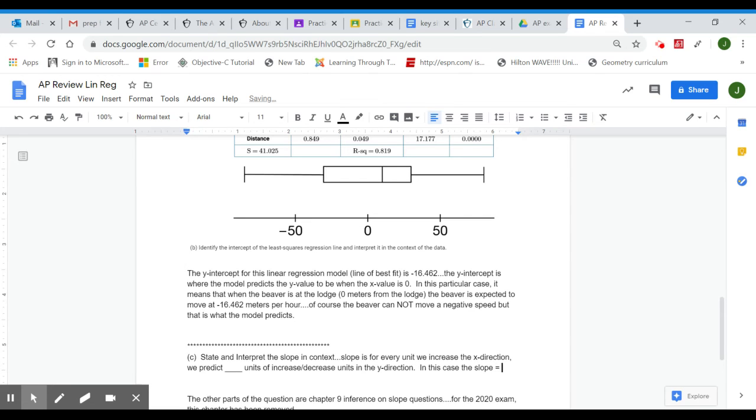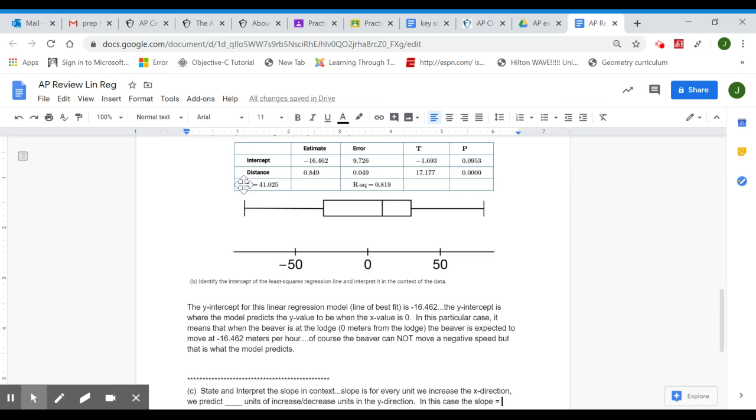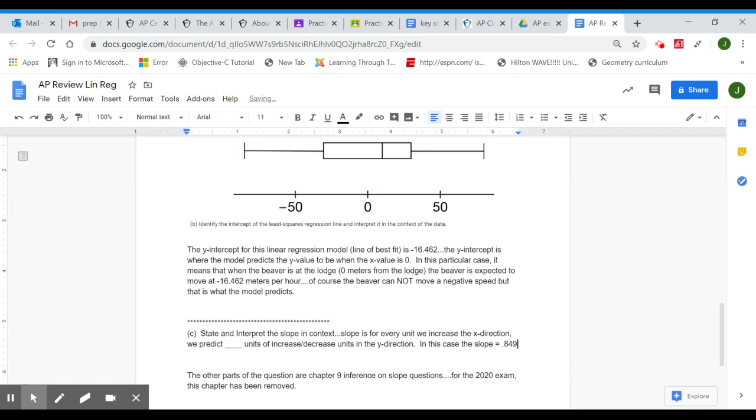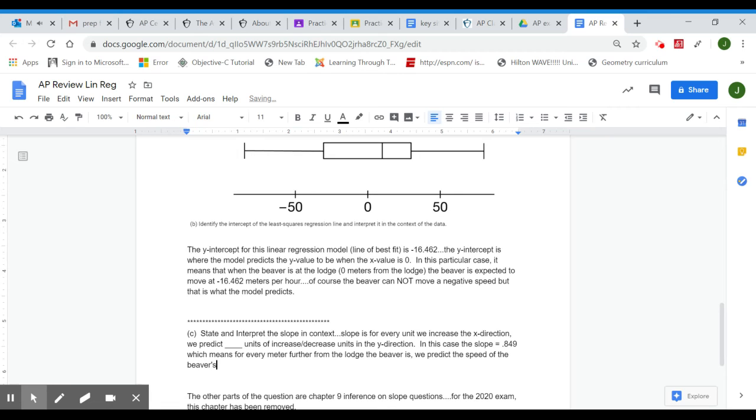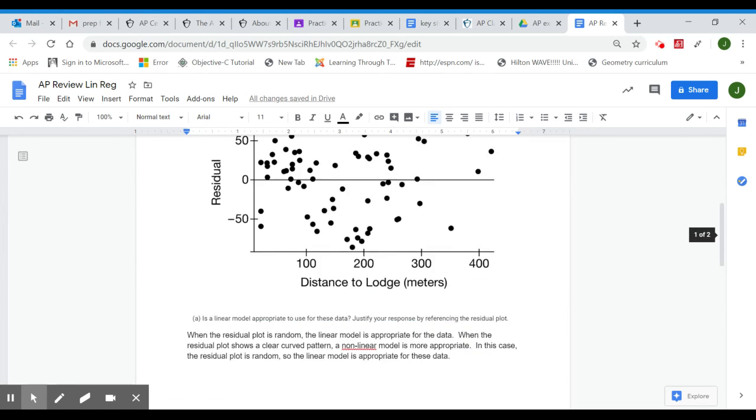Now, for instance, in this case, slope is, now it's always the variable in context, so the x variable in context, the explanatory, is 0.849, which means for every meter further from the lodge the beaver is, we predict the beaver's speed of movement to increase by 0.849 meters per hour.